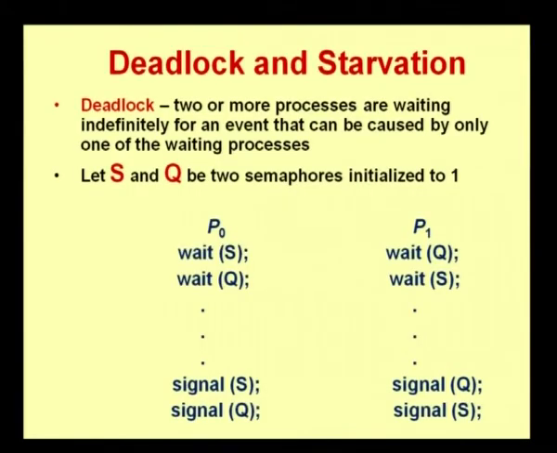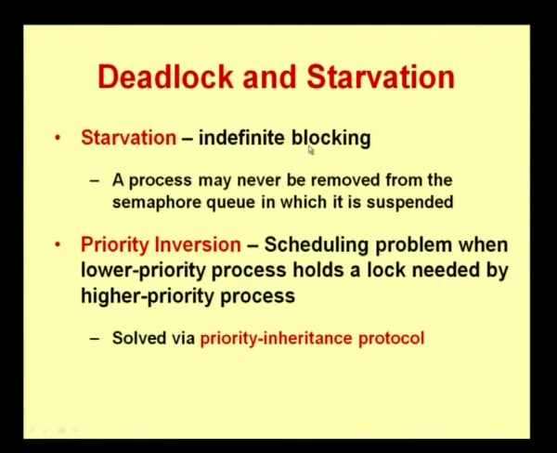What is a deadlock? A deadlock is when two or more processes are waiting indefinitely for an event that can be caused by only one of the waiting processes. Even here, consider processes P0 and P1, wherein we have both wait and signal. So this is about deadlock, and starvation is indefinite blocking. We will see more about starvation and priority inversion after the break.